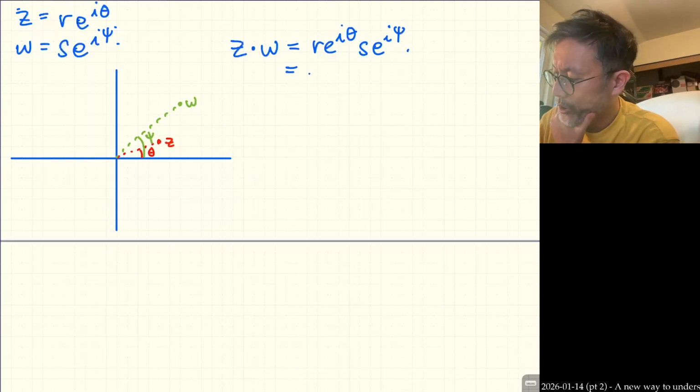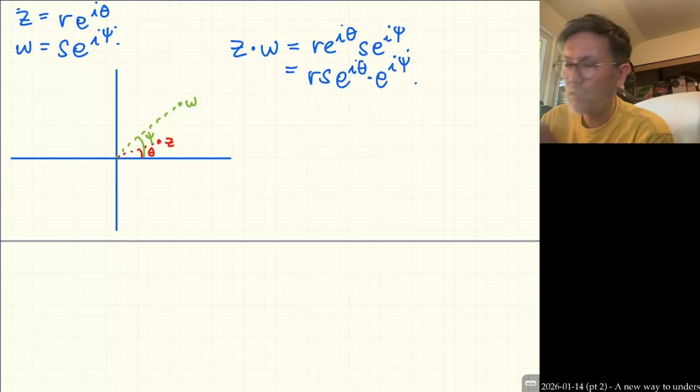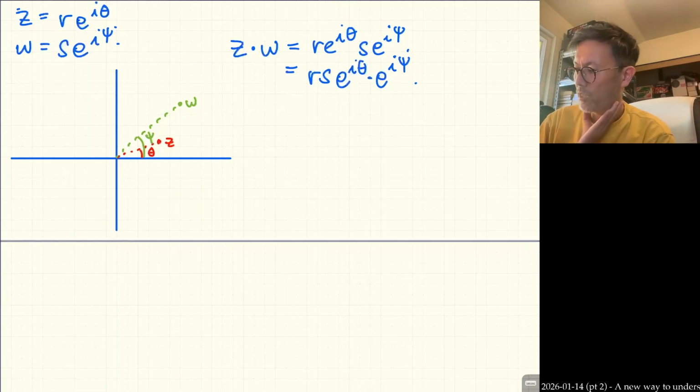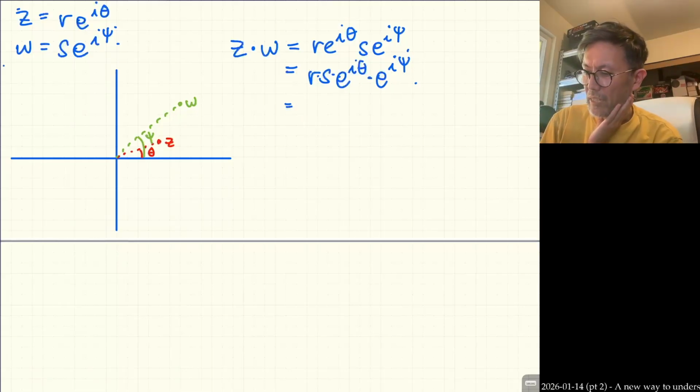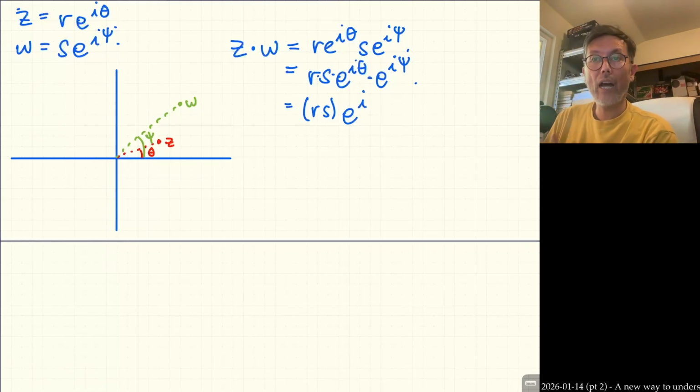This is the same thing, in other words, as rs, you agree, times e to the i theta. And what I'm going to do is, let me just take it slow, times e to the i psi. So all I've done is reordered the multiplication of those four numbers. And then e to the i theta times e to the i psi. Again, the exponential function obeys the usual rules around exponents. So we can write this as r times s, and I'm going to put it in parentheses, times e to the i theta plus i psi, but that's just e to the i theta plus psi.